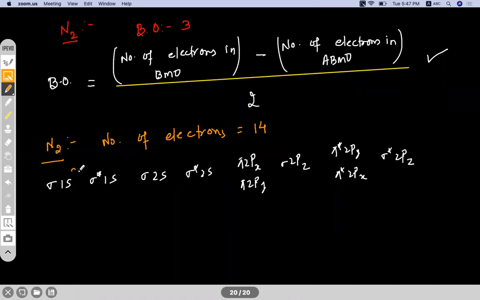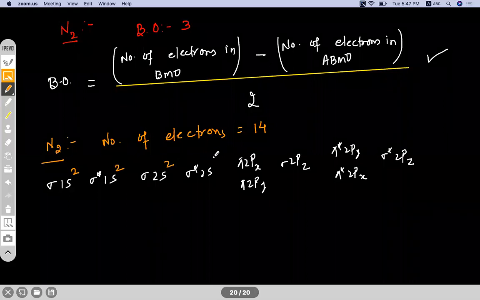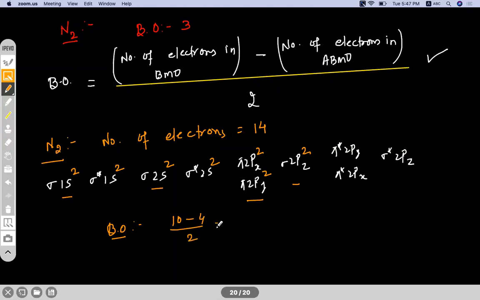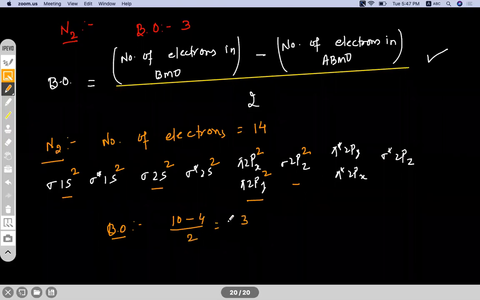So if I distribute 2, 4, 6, 8, 10, 11, 12, 13, 14. Okay. So bond order is the number of electrons in bonding molecular orbitals, which is 6 plus 4, 10, minus 4, divided by 2, that is 3. That's why the bond order is 3.